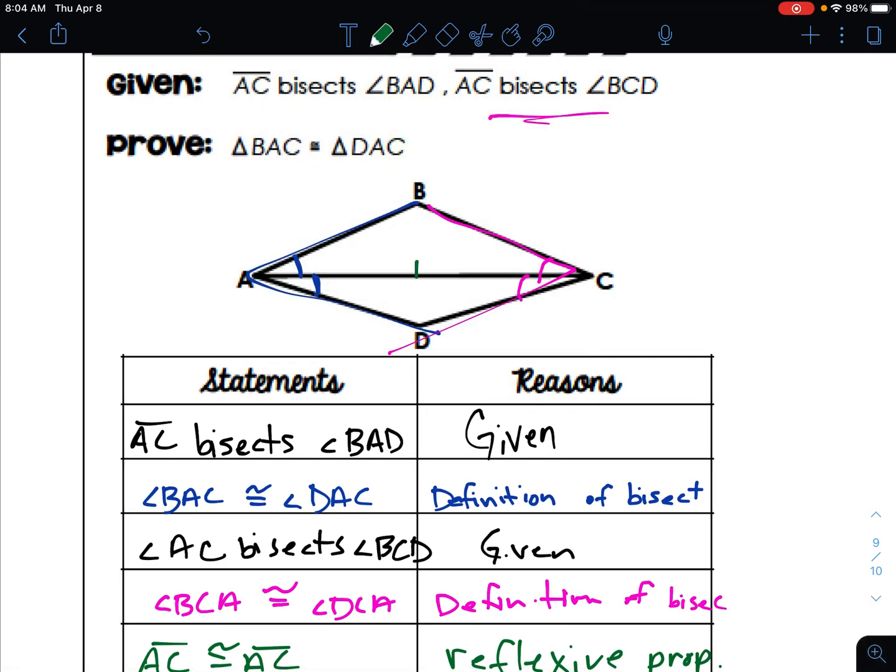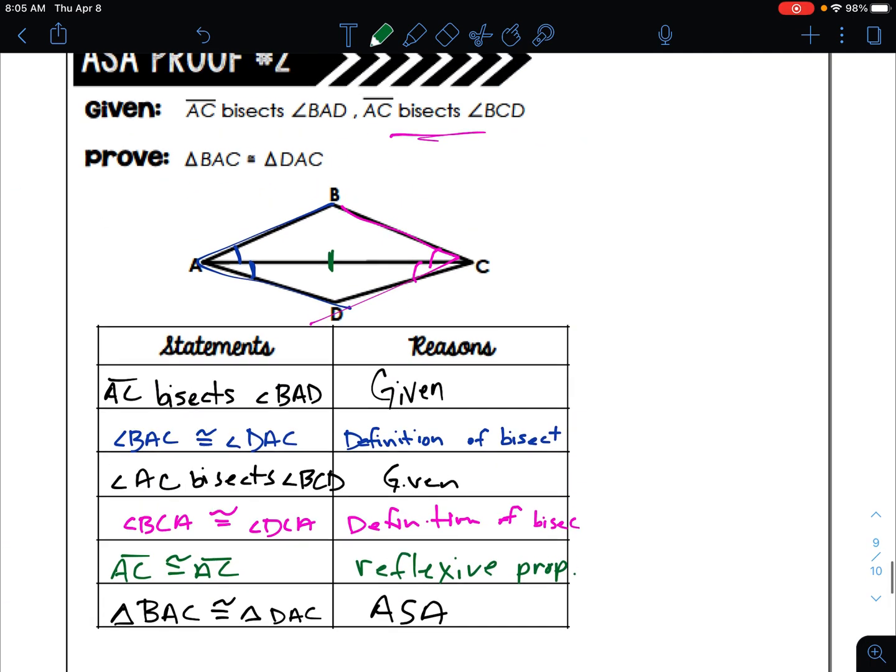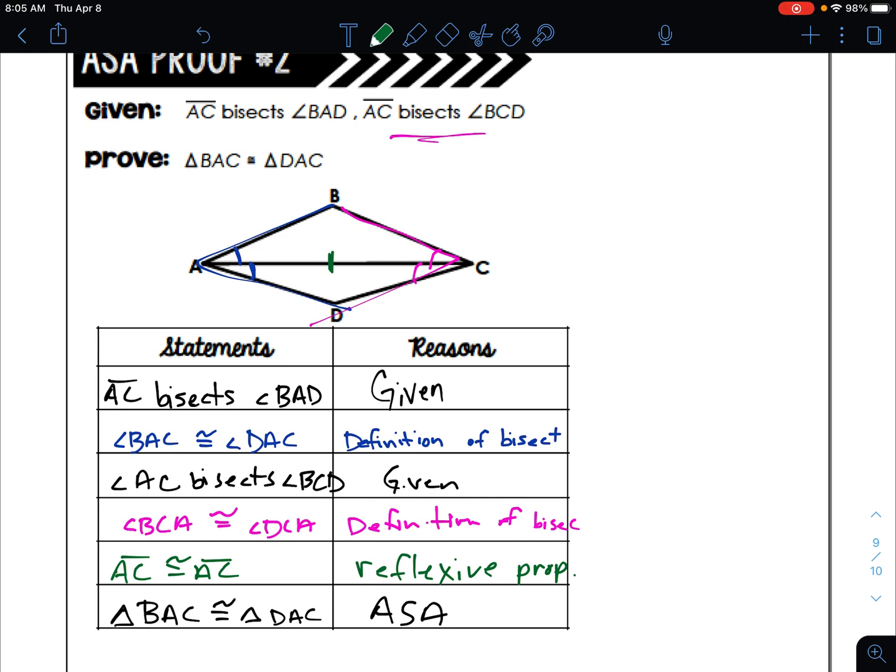And then we have reflexive property in the middle. Okay? And then those are the steps that I took. I believe that's the last one. So enjoy. Remember, growth mindset.